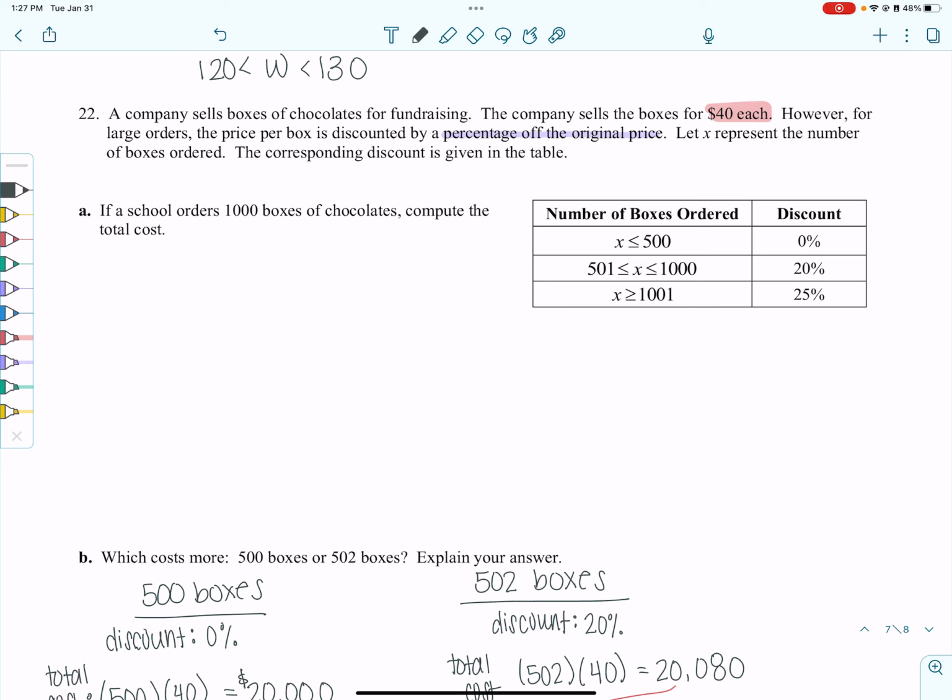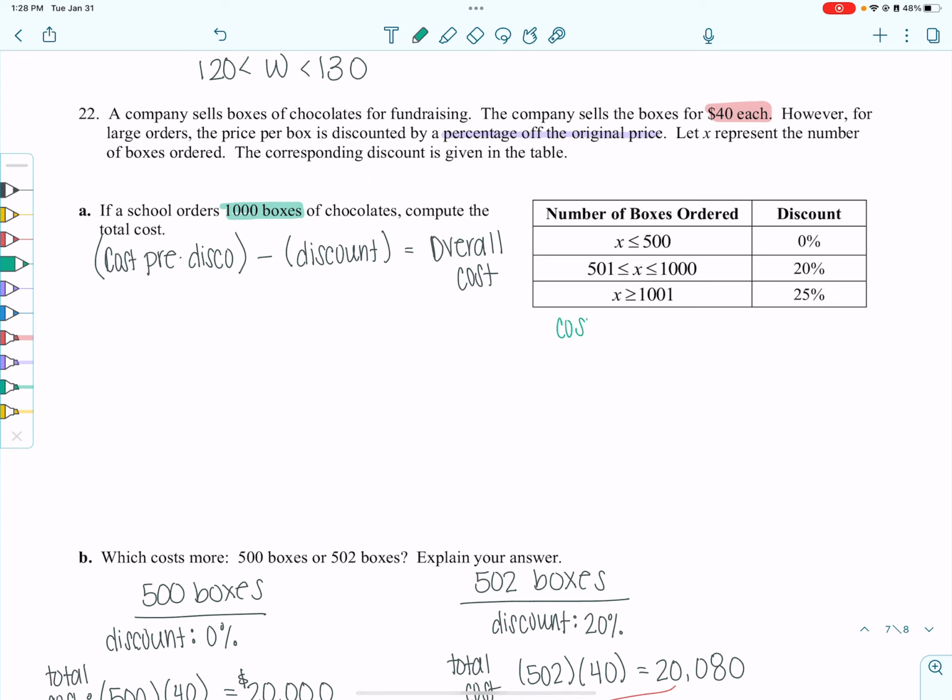And so the way we do that is we're going to find the cost pre-discount and then subtract the discounted amount, and that's going to give us the overall cost. So if a school orders 1,000 boxes of chocolate, compute the total cost. Okay, so first thing, the 1,000 boxes.